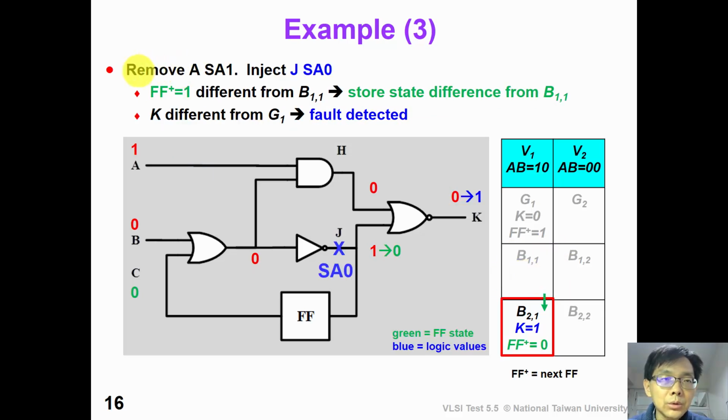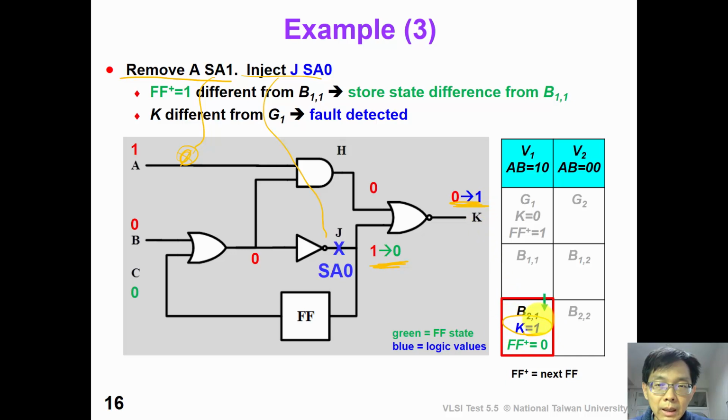Now we move on to the second fault. First of all, we remove the A stuck at 1 fault here, and we inject a new fault, J stuck at 0, here. Because we inject this fault, we create this event where J is falling to 0, so that K is rising to 1.